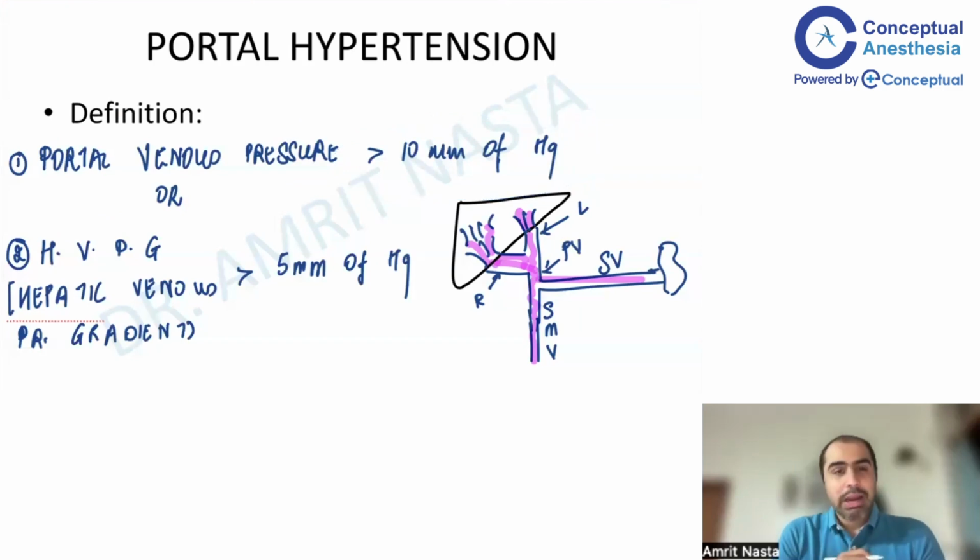But let me tell you, in clinical practice, none of these are used to diagnose portal hypertension. You use clinical markers of portal hypertension, which I will tell you in a bit. So first get these values clear in your mind. When will I label someone as having portal hypertension by definition?